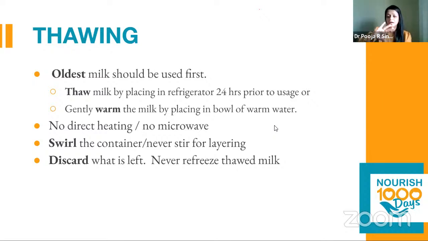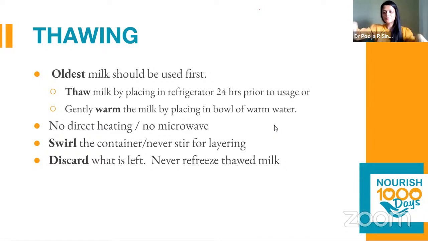Milk in a secondary warming way. That means that you take a container which has warm water and you place the container containing the milk into that warm water bath. But we do not directly heat the milk by placing it on the gas or by using a microwave. So no direct heating of milk is done, because that leads to loss of the majority of the nutrients. So we will use a secondary heating system.